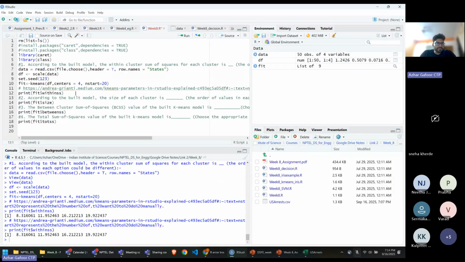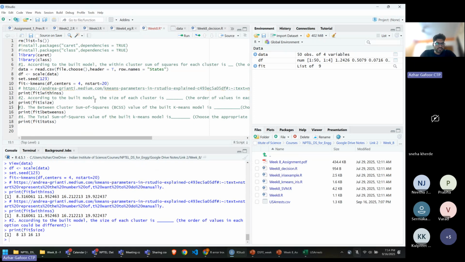Then this we already found. Then the size of each cluster. So how many data are there in each of the clusters? We have 8, 13, 16, and 13.